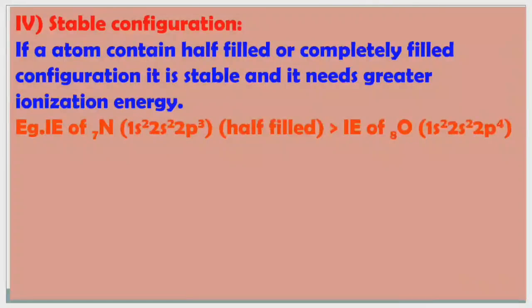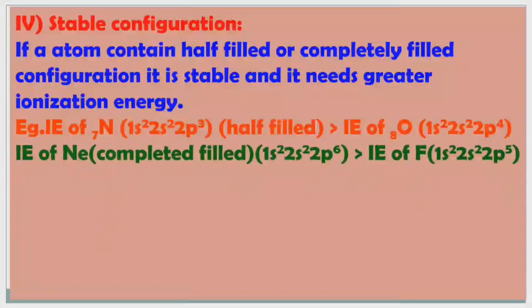For example, nitrogen. Nitrogen, atomic number 7, has electronic configuration 1s2, 2s2, 2p3. It contains a half-filled configuration. Oxygen, atomic number 8, has electronic configuration 1s2, 2s2, 2p4. Compared to oxygen, nitrogen has a half-filled configuration, so it requires greater ionization energy. When an atom contains a half-filled configuration, it is stable and requires higher ionization energy.